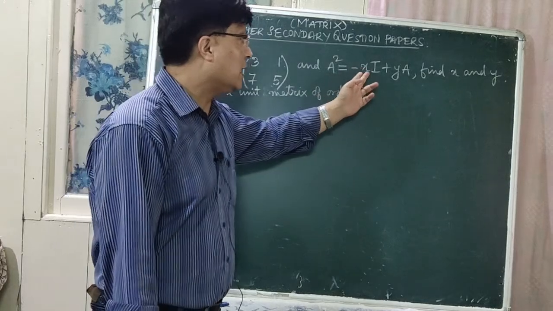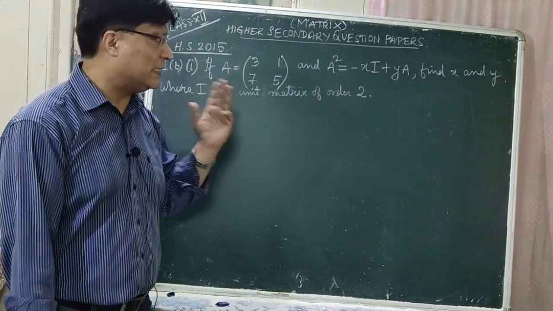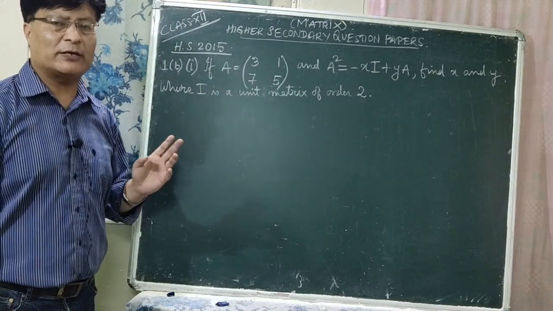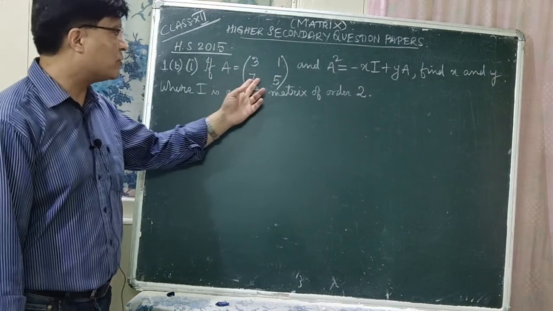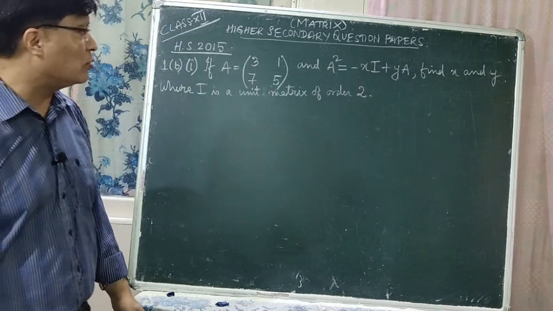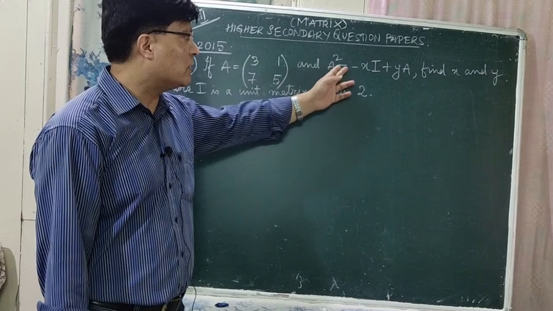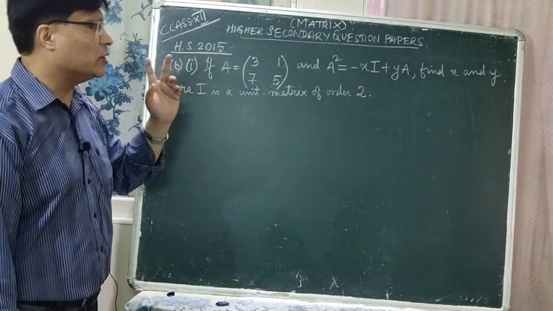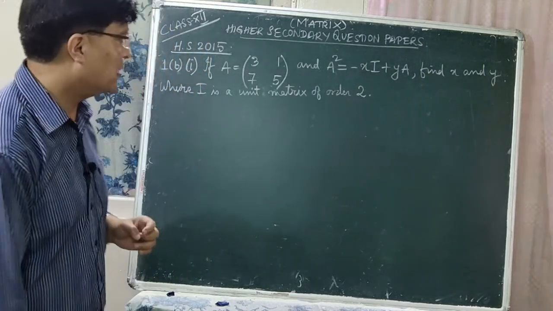So here x and y are the unknown quantities. You have to get their values, and here what is I? I is the unit matrix or identity matrix of order 2. So this matrix is given as a 2 cross 2 matrix, that is 2 rows and 2 columns, and the equation is given here: A square is equal to minus xI plus yA. This is a matrix equation. Using this matrix equation you have to get the values of x and y, right?